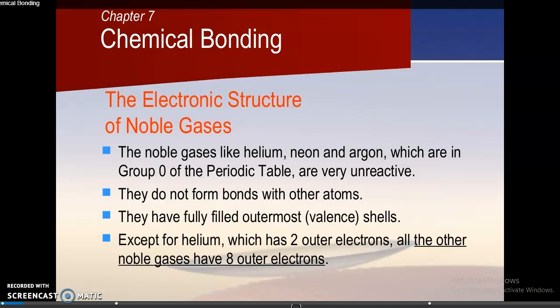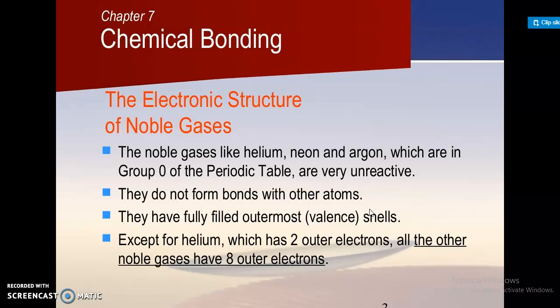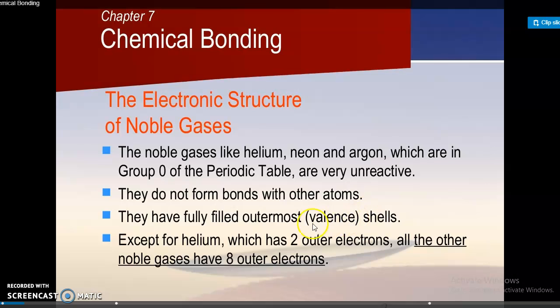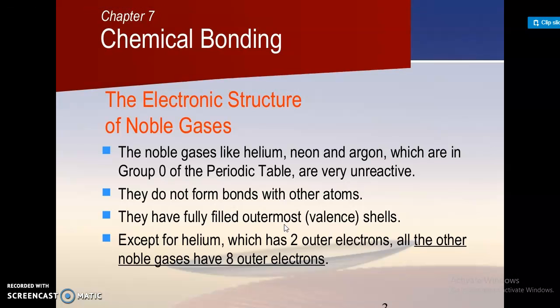Dear students, let's discuss the electronic structure of noble gases. Noble gases like helium, neon, argon, krypton, xenon and radon are part of group 0 in the periodic table. This is also called group 8. They are very stable, that's why they are very unreactive. They do not make bonds with other atoms because they have fully filled their valence shells with their valence electrons.